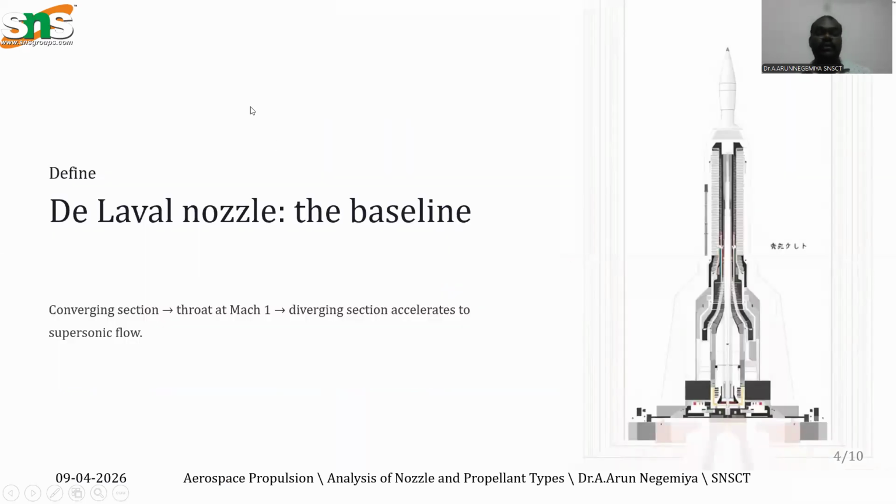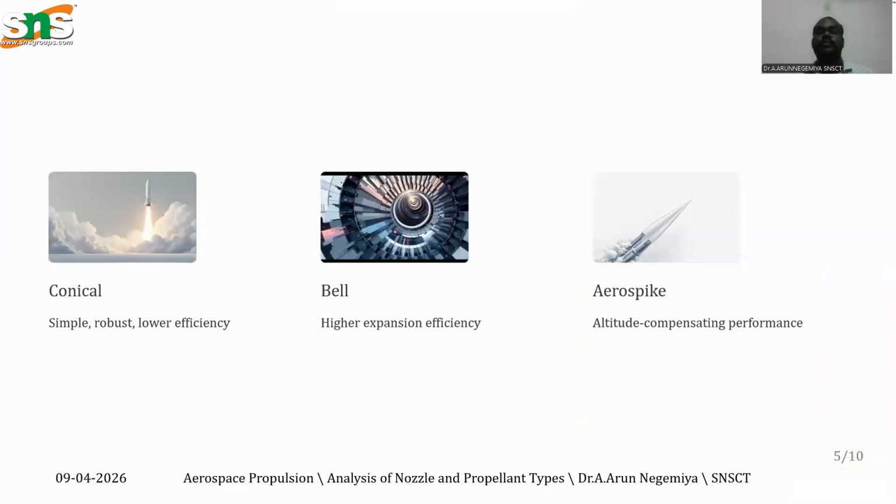And the different options will depend on the de Laval nozzle. This is the baseline. In the de Laval nozzle, the converging section is used, so it runs at below Mach 1 conditions. It will directly accelerate the vehicle to supersonic speed.